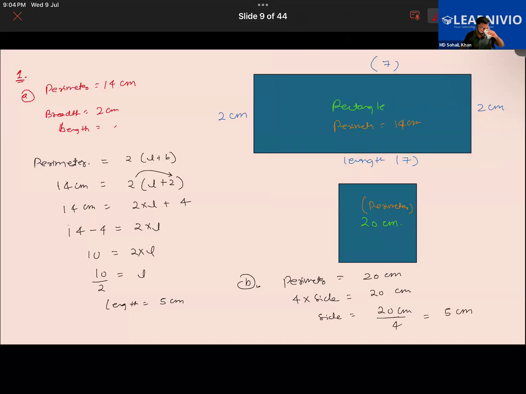What is the third question? Since I have not downloaded the PDF today, I have to look into the phone. Perimeter of a rectangle is 12 meter, length 3 meter. You need to find the breadth. You guys try to solve the question yourself.